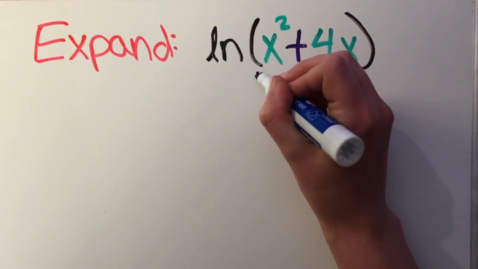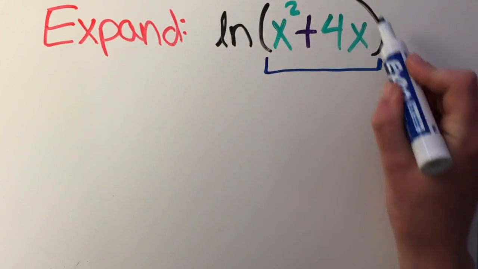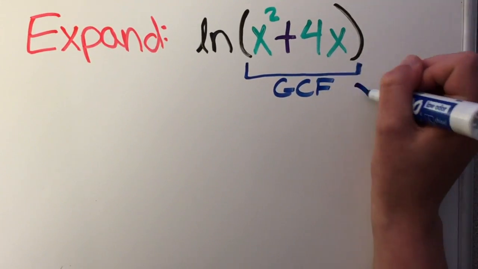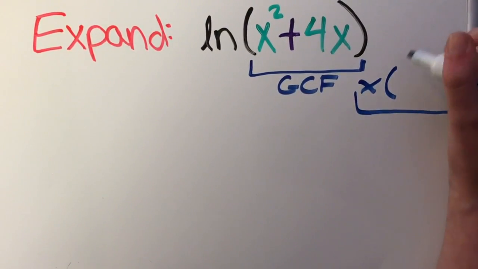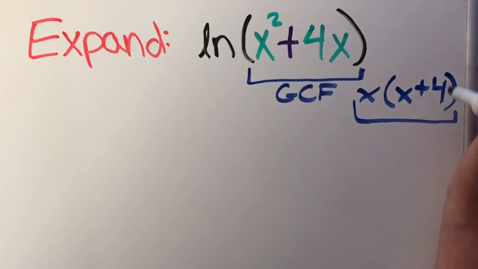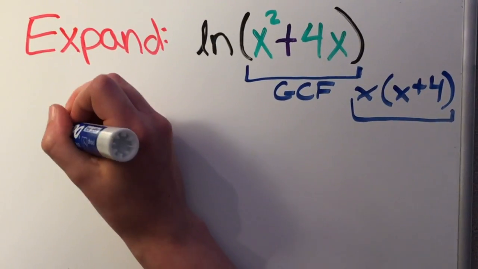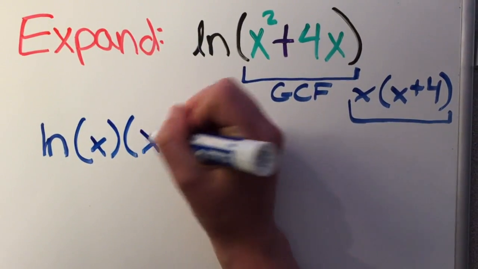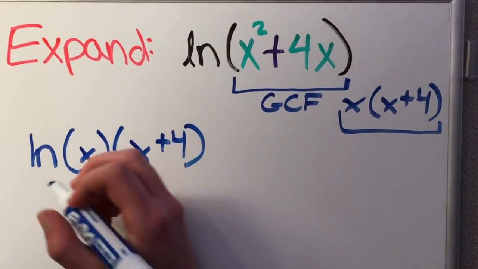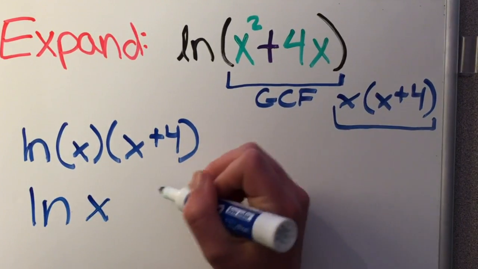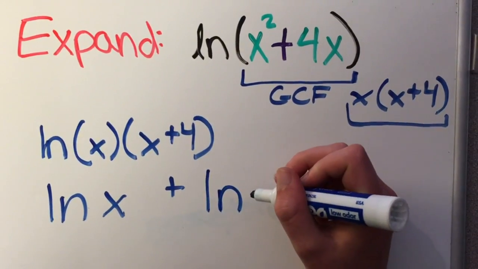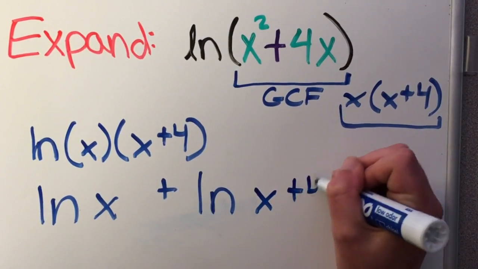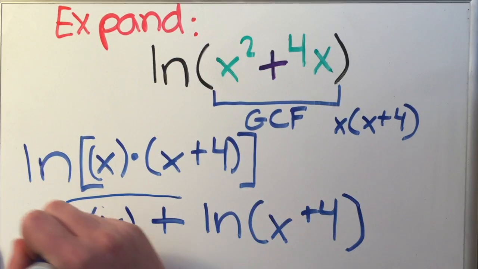In this one, the way that we're going to do that is by taking out or factoring out the GCF from this argument. That GCF is x. This is what the factored out argument should look like. Now substitute it back into the logarithm. X times x plus 4. And now to expand this using product property, we're going to have the natural log of x plus the natural log of x plus 4. That is how you expand logarithms.